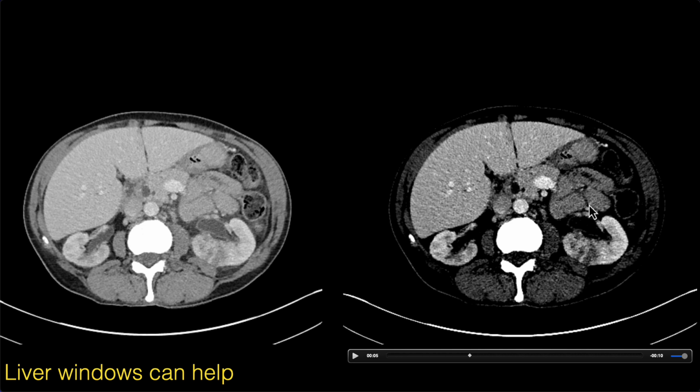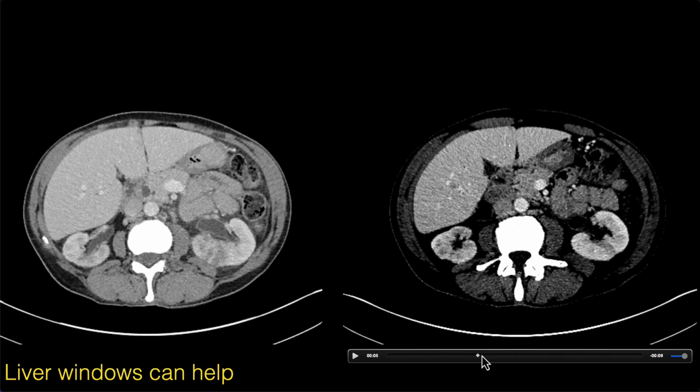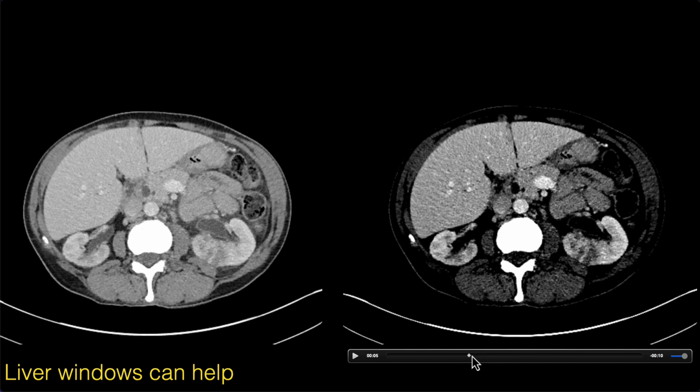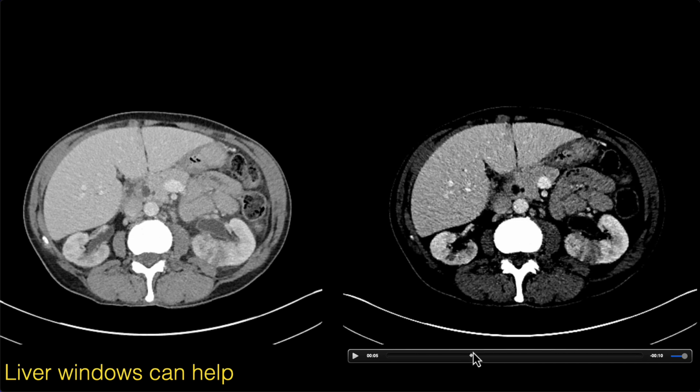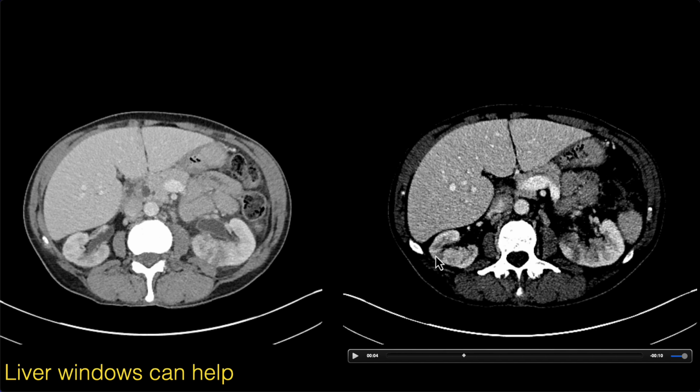And there we go. So those striations really punch out and stick out a bit more using liver windows. So don't just think of liver windows as for the liver. Think of them for any solid organ when you're looking at differential enhancement. It can really help to focus your grayscale values on that narrow soft tissue range, looking for subtle differences in enhancement or potentially masses. So really helpful to have liver windows as part of your arsenal when reviewing the kidneys.